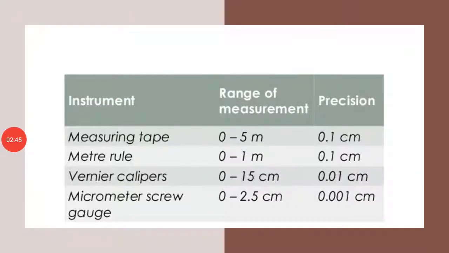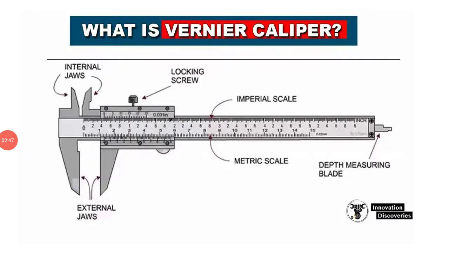Now, what is vernier caliper? You can say vernier caliper is also a measuring instrument through which length is being measured. Vernier caliper measures lengths with a precision of 0.05 millimeter.